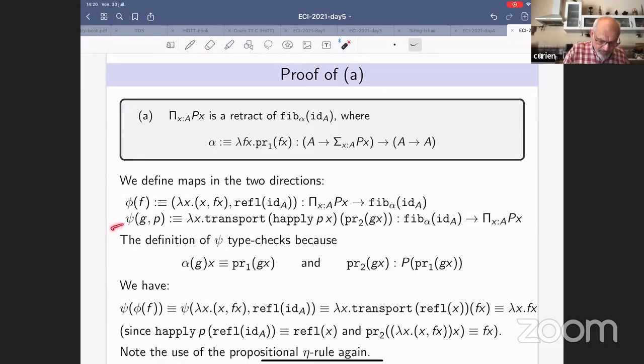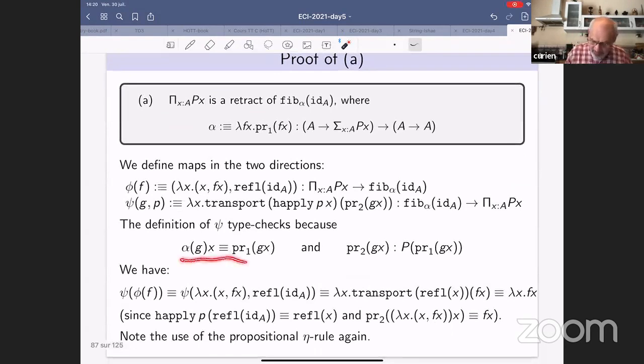And then for psi, I don't think I want to detail it either. Essentially, I would say that everybody can figure it out by himself. Knowing that you start from this type here and you want to reach this type, you try to assemble things in a way that type checks, and then you arrive at this. And here I gave some indications of why it type checks.